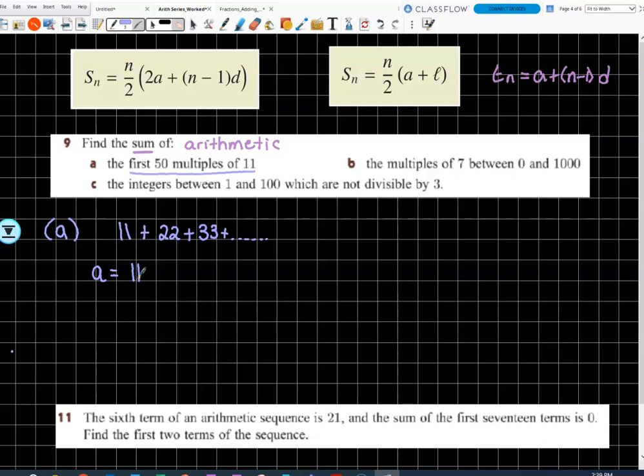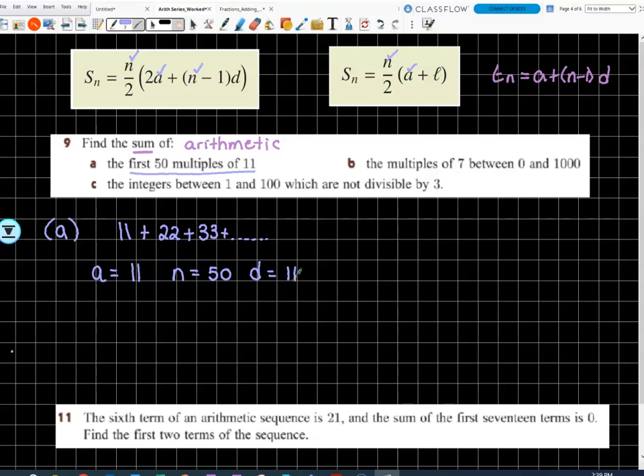N is 50, the first 50 multiples. So if we're looking at these formulas, we've got N, we've got A, if we're going with this one. So we either need the common difference or we need the last term. Do we know what the common difference is? It's 11, isn't it?